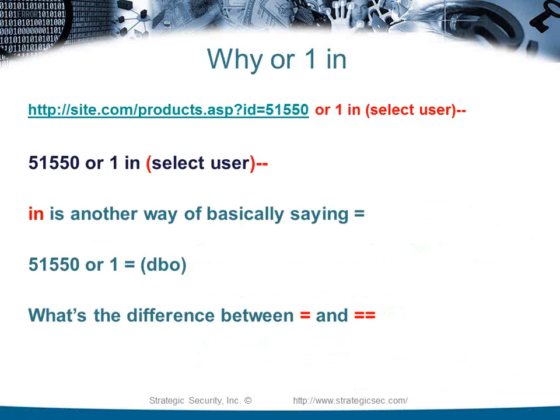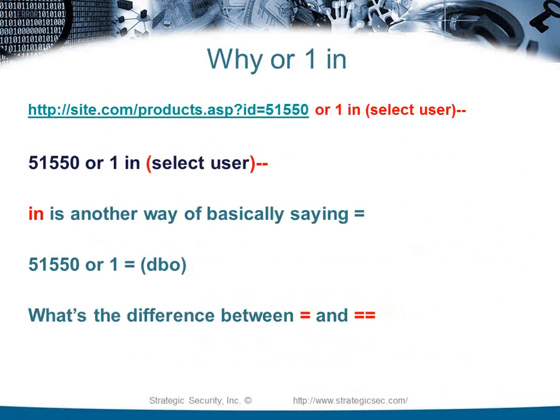Now let's look at the rest of it. In is another way of basically saying equals. Not literally, but for our purposes, let's just call it that. Okay, so what you've really done is you said 51550 or 1 equals DBO.